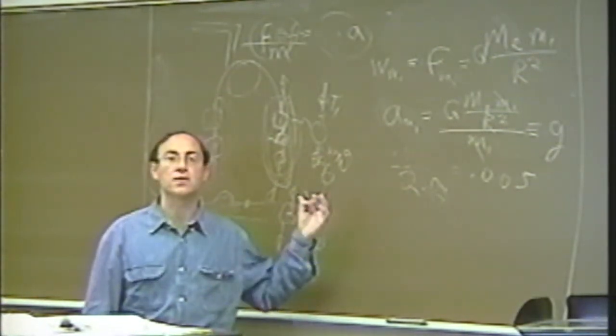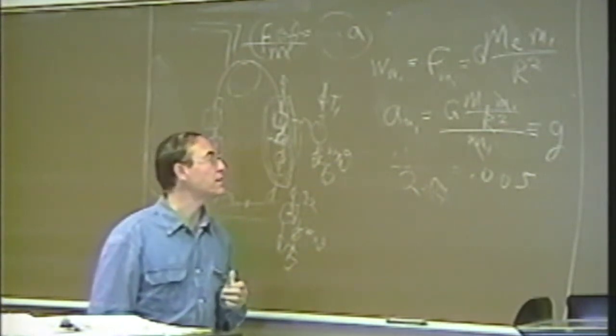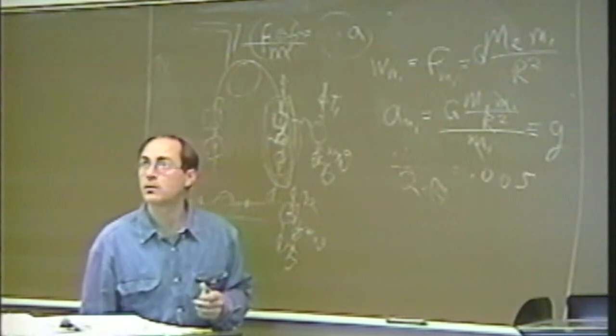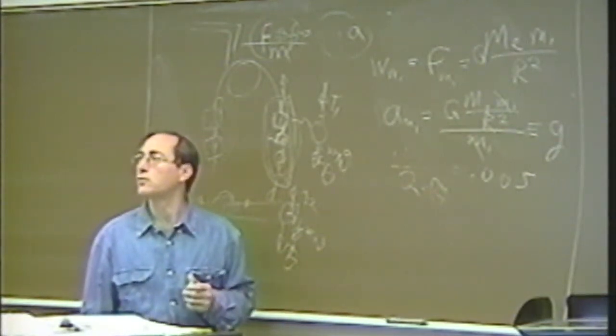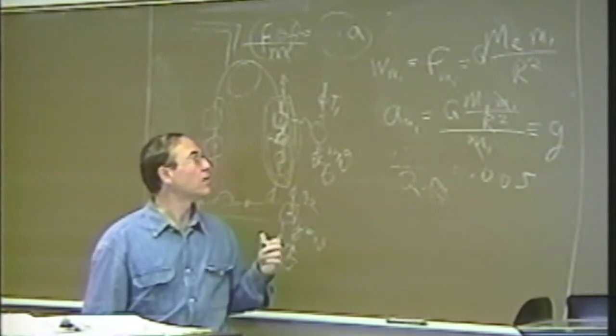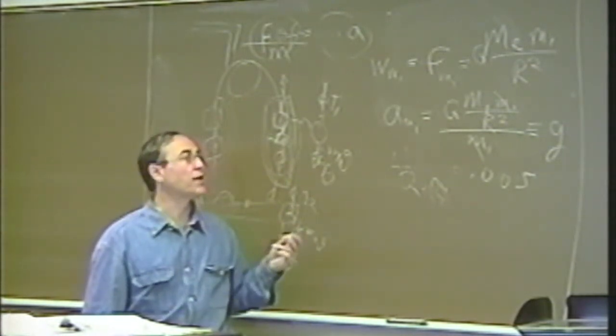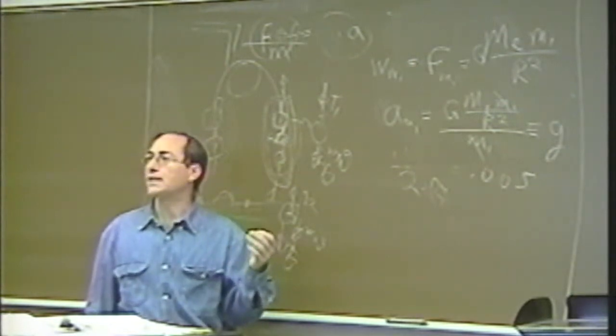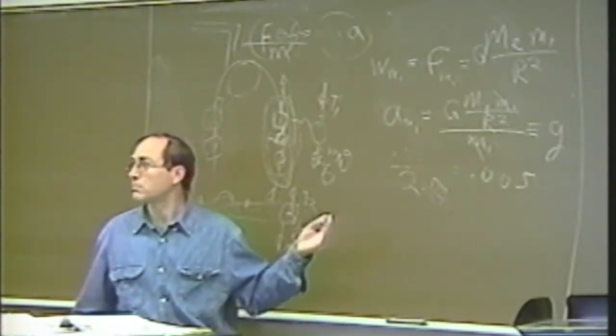How would you say this in a complete and grammatically correct sentence? Pardon me? You can start with, let's say, the acceleration due to gravity, or the acceleration of an object due to gravity, is independent of its mass.